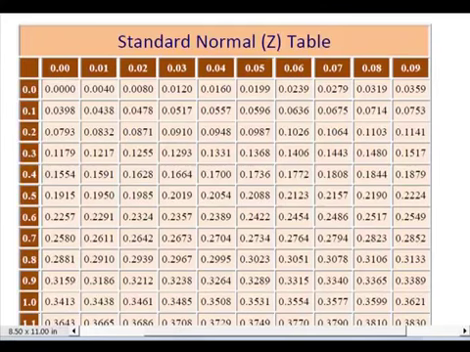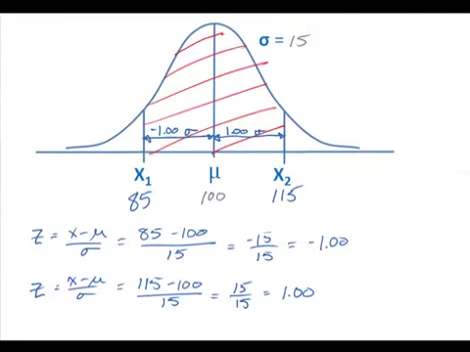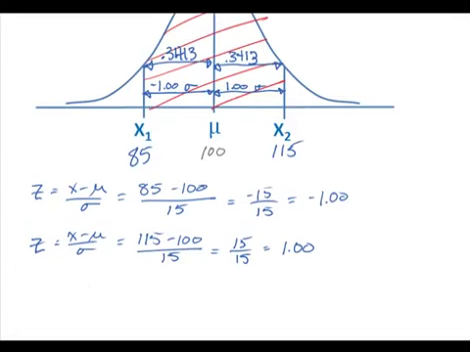Now, if we look at the standard deviation table, we can scroll down to 1.0 right here and 0.00 to find a z-score of 0.3413. So the distance from here to here is equal to 0.3413, and also on this side 0.3413.